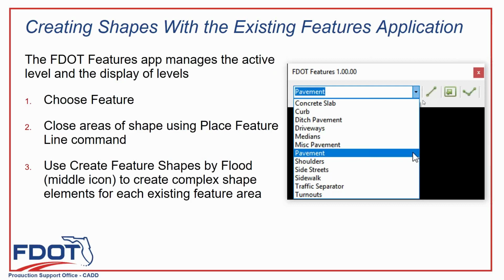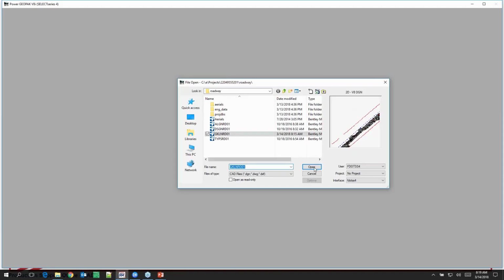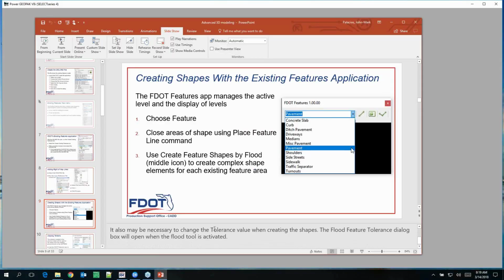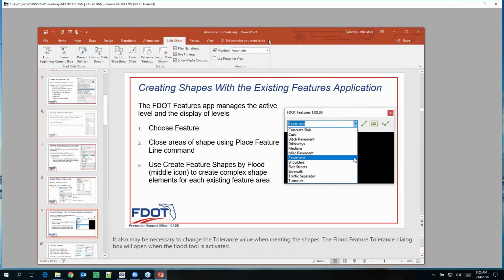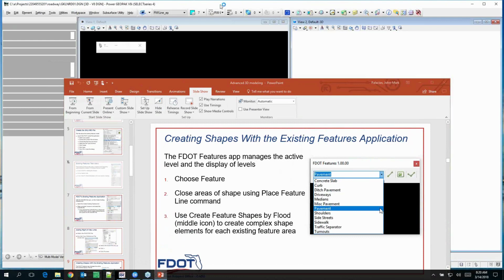So if there's any driveways, for example, and you're doing the asphalt pavement, you need to draw a line across the driveways and make sure there's no gaps. And then you can use the create feature shapes by flood and flood that shape. So I can demo that if this is running yet. Another important note is the tolerance value, which I can show you if I can get the tool to come up.